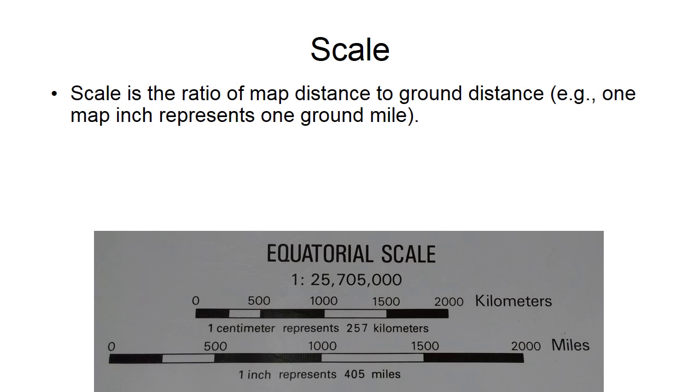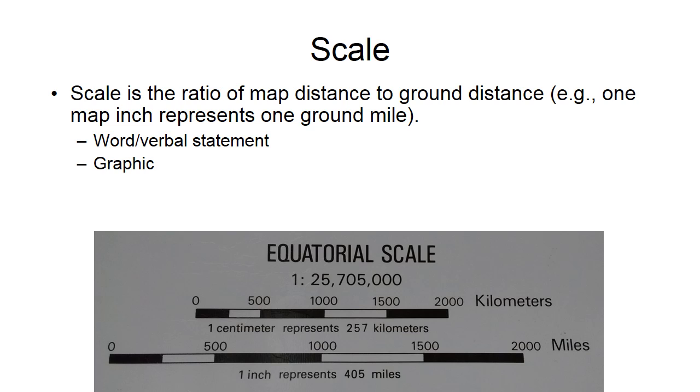Scale is the ratio of map distance to ground distance and can be expressed or presented using three different techniques. The first one would be a simple word statement like 1 inch equals 405 miles. A map reader measuring an inch between two cities knows that those cities are 405 miles apart on the ground.